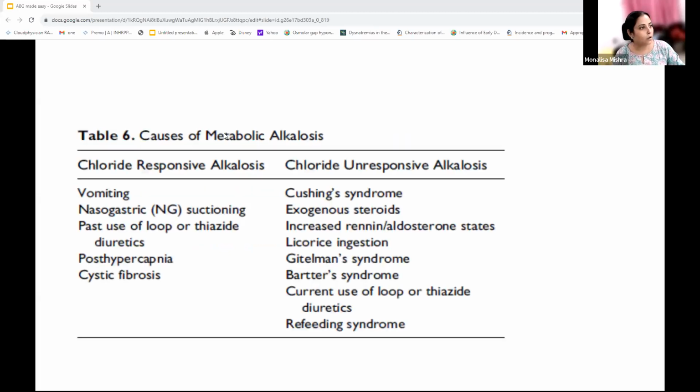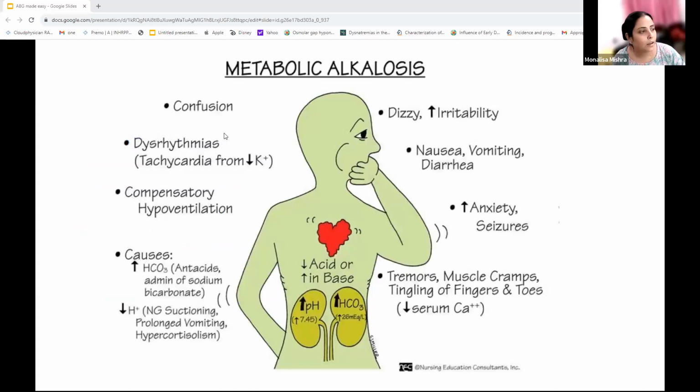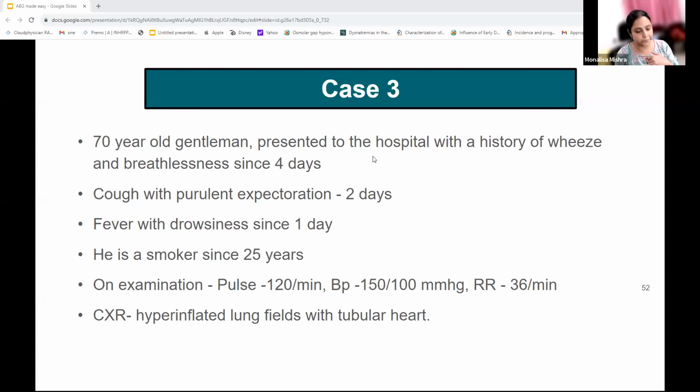Okay. Now we'll go to a bit simpler example. These are the various symptoms of metabolic alkalosis: confusion, arrhythmias, compensatory hypoventilation, anxiety, seizures, nausea, vomiting. The pH can be high, the bicarb can be high. So this is the problem with metabolic alkalosis. Now we'll go to a simpler case, which does not have so many associated disorders.